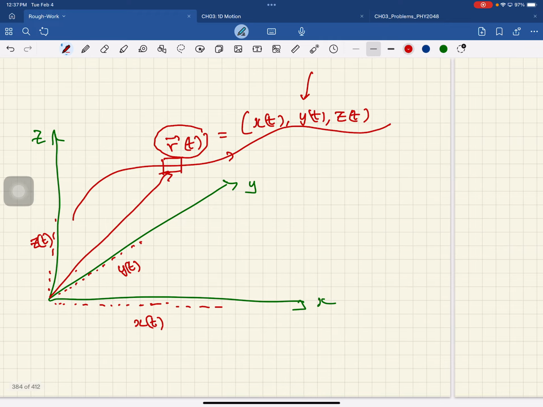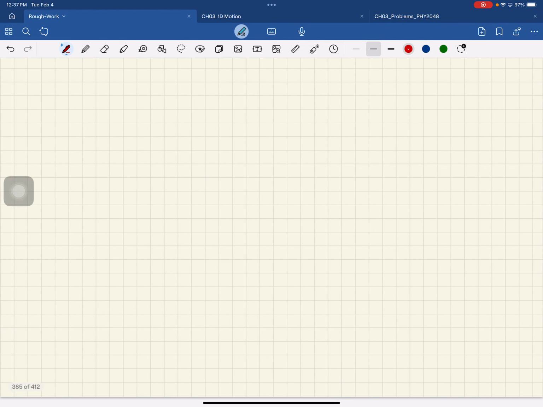So I'll just make up an example. So here's a motion that's described. And again, we are always working in SI units, so the position is given in meters. Again, distances are measured in meters.